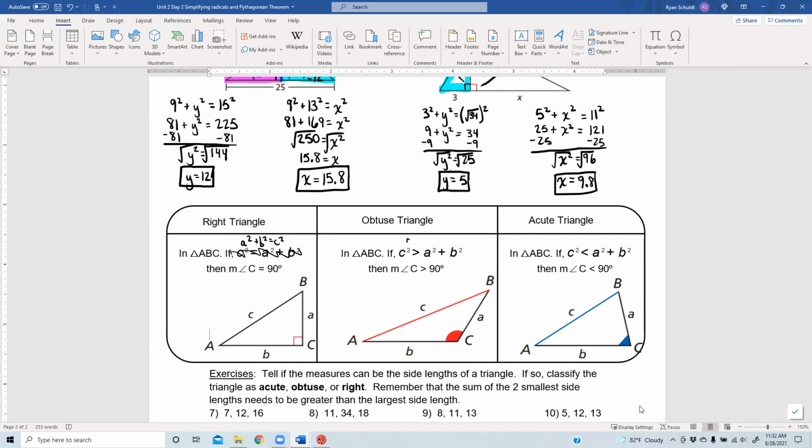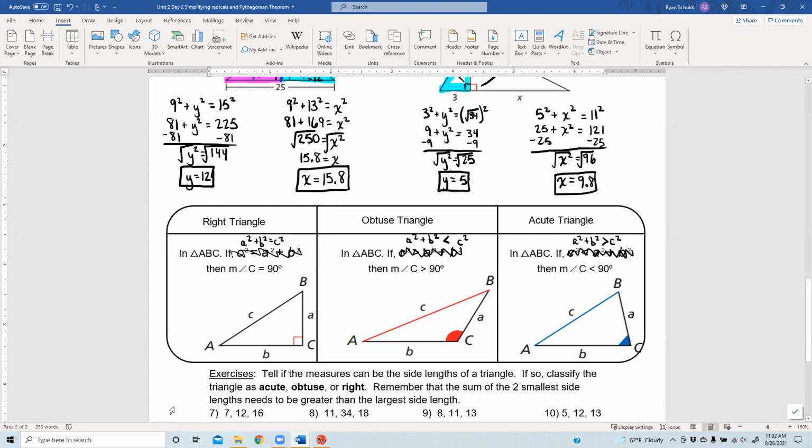Same down here. A squared plus b squared is less than c squared. Cross out this version. Over here, a squared plus b squared is greater than c squared. Cross out this version. That's how we're used to dealing with it.